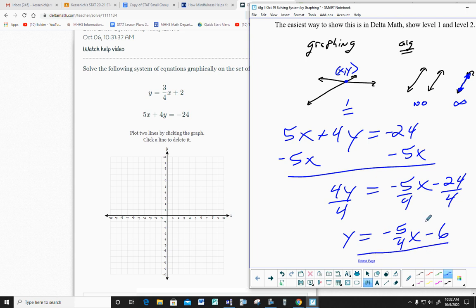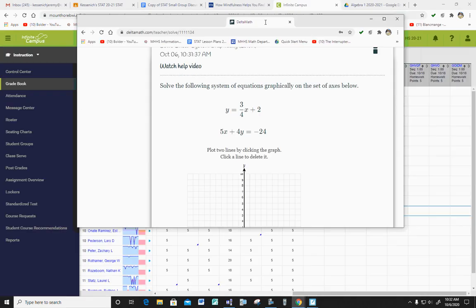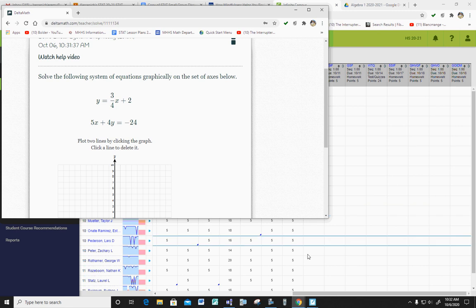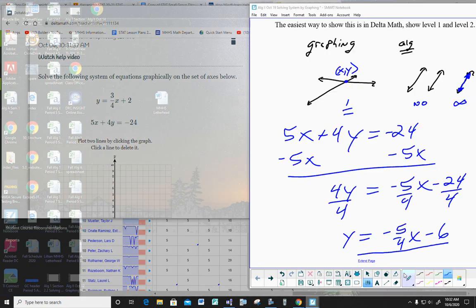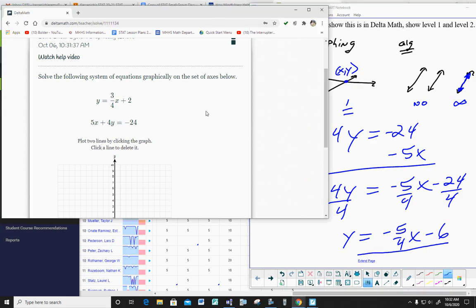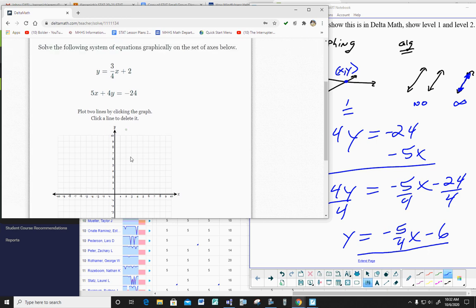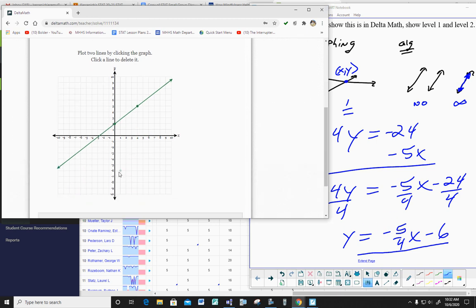Okay? So let me change the size of this window. Let me pull it out, shrink it down so we can still see it. Pull this one up so we can also see it. Okay? So graphing the first one. So the y-intercept is 2, and the slope is 3/4. So up 1, 2, 3 over 4. 1, 2, 3, 4. So there's that line. This one is this over here. So the y-intercept is negative 6, and the slope is negative 5/4. So down 1, 2, 3, 4.